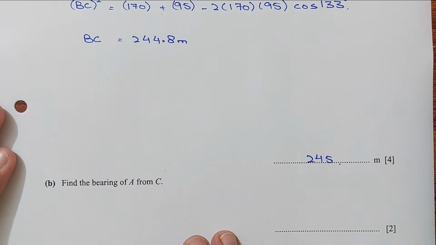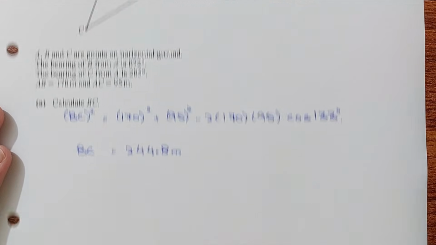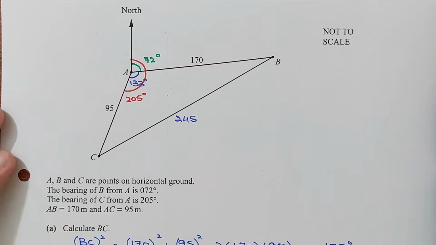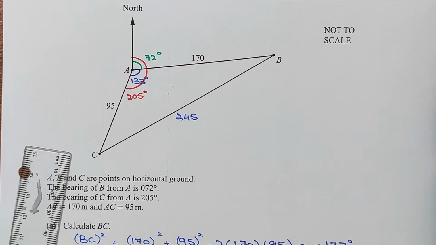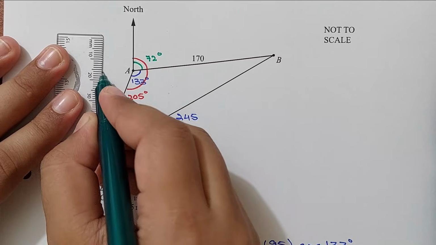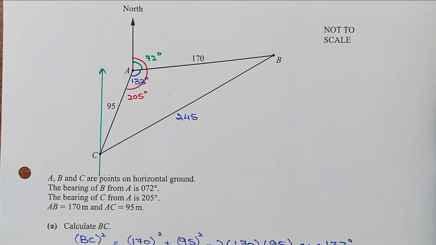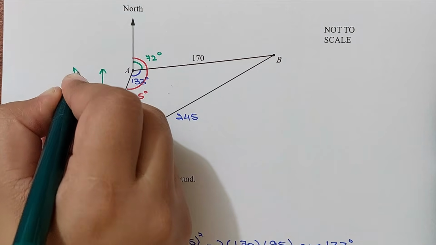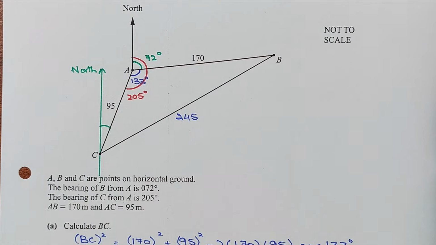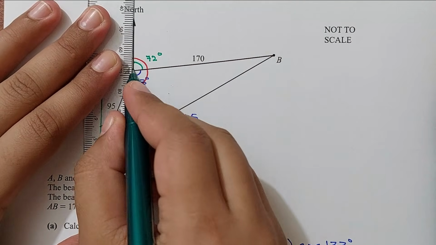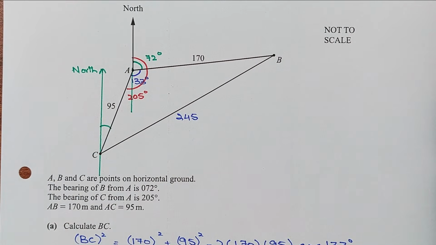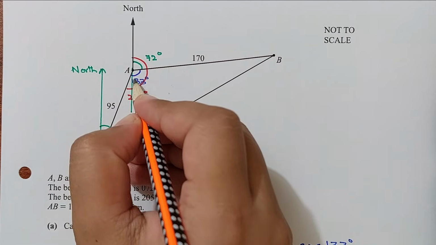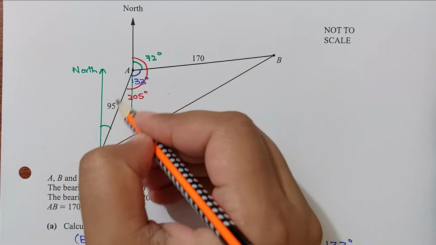Right. Now for part B, find the bearing of A from C. The bearing of A from C. So it means we have to draw the north line at C. Okay, this is a north line at C. We have to find the bearing of A from C. From this angle we have to find. Alright. So if I extend the other north line as well, this one. Okay. So here we have north lines are parallel. They are connecting with one line.